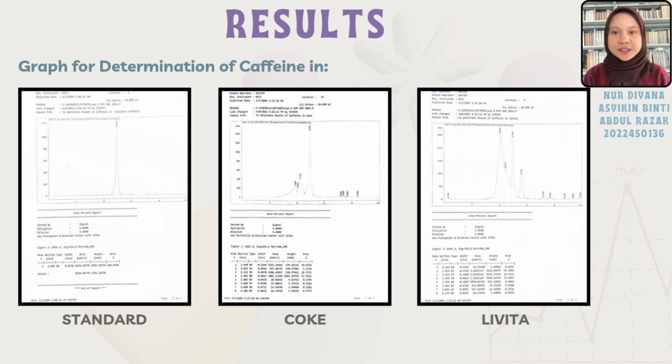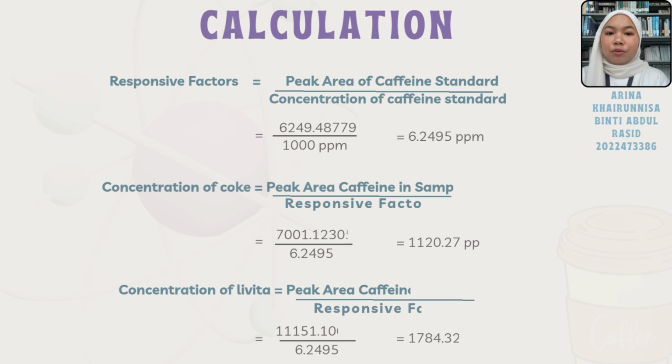Moving on to the results, here we show the graphs for determination of caffeine in Standard, Coke, and Levita. Calculated results are shown below. To calculate response factor, the formula we use is the peak area of caffeine standard divided by the concentration of caffeine standard. Second, to determine the concentration of caffeine in the sample, the peak area in the caffeine sample is divided by the response factor. The concentration of Coke is 1120.27 ppm and the concentration of the Levita is 1784.32 ppm.